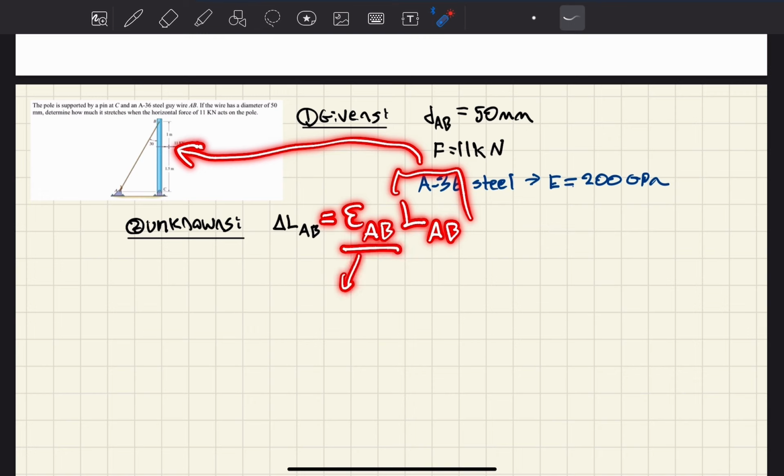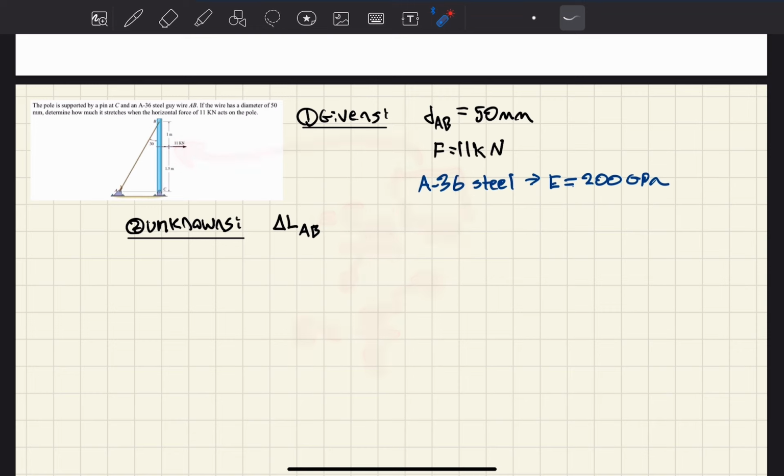For the strain, we're going to use the elastic modulus is equal to stress over strain. How do we find stress? Well, we're going to get into that. So basically you can find this. So hold your horses. We will get to it.